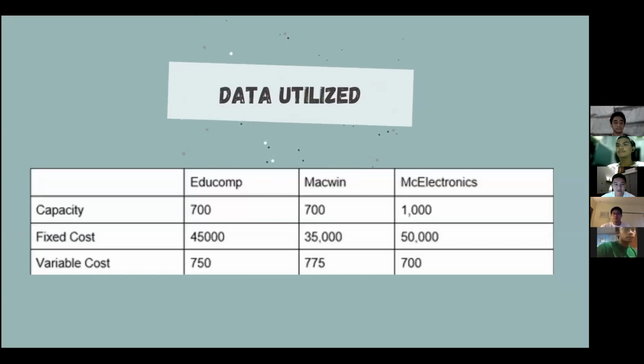The data shown in the slide is the data provided by the paper, and it shows the three vendors' capacity, fixed cost, and variable cost for the Macintosh computers. Next slide, please.